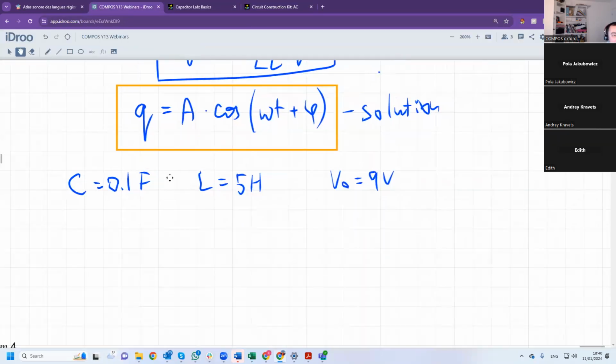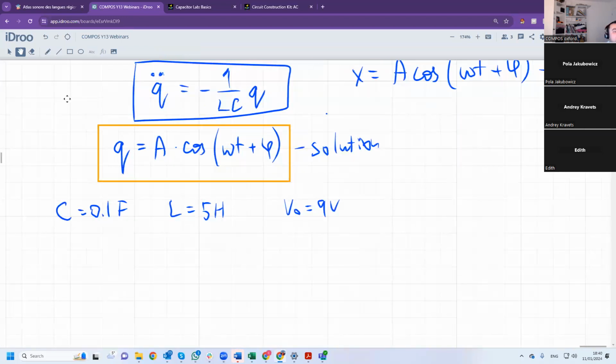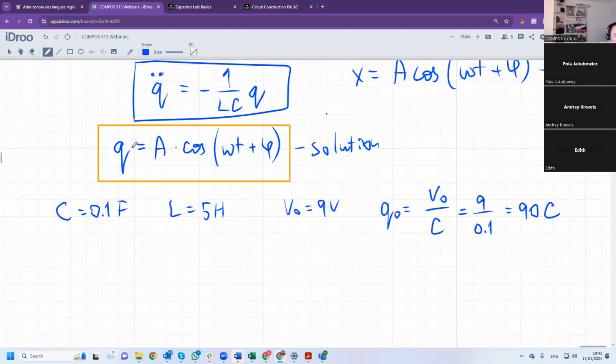Okay, so the initial charge, Q0, is V0 divided by C, which is 9 divided by 0.1 farads. So it's 90 coulombs. Well, that's a massive capacitor. Anyways, 90 coulombs. That's fine.